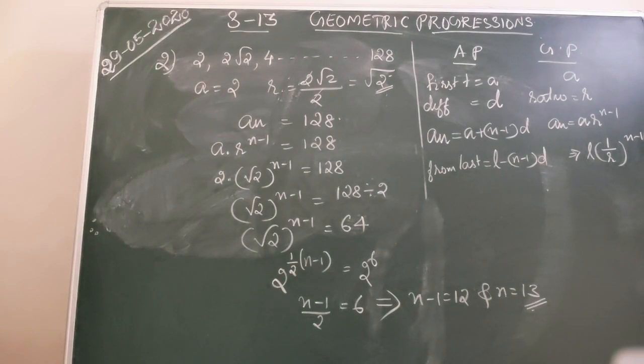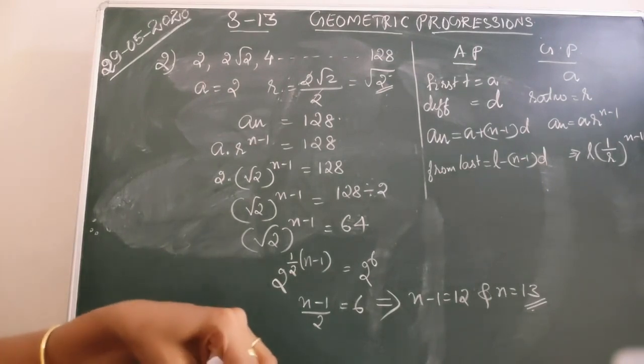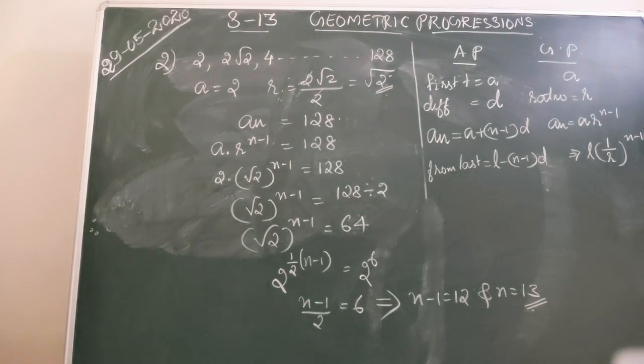So write down question number 2. Afterwards you have to write: 128 is the 13th term of this GP.